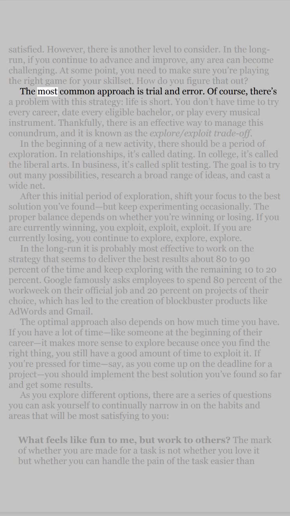How do you figure that out? The most common approach is trial and error. Of course, there's a problem with this strategy.